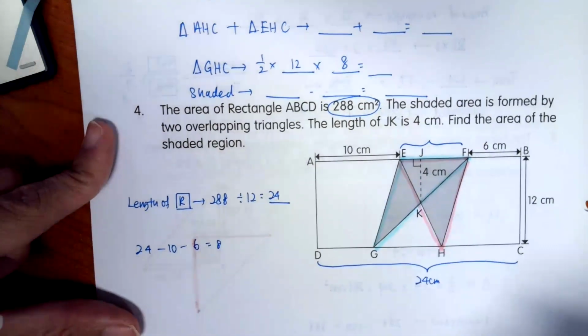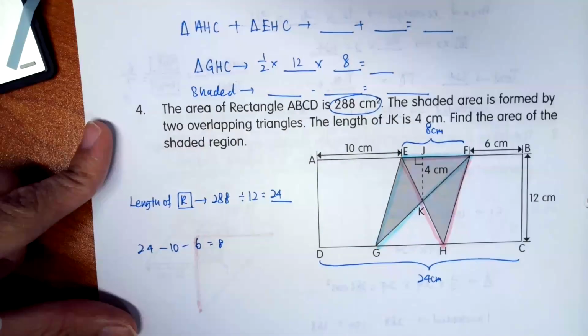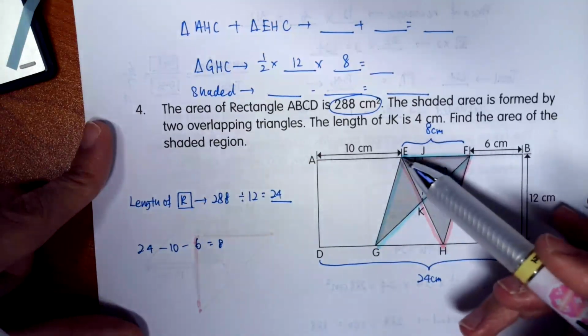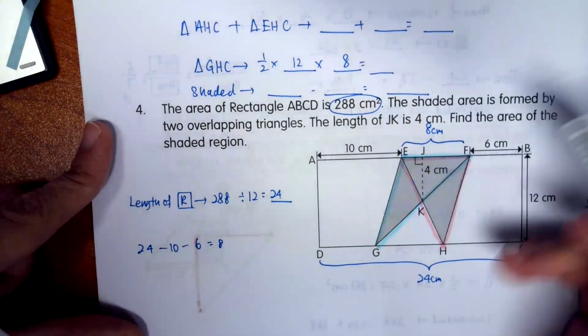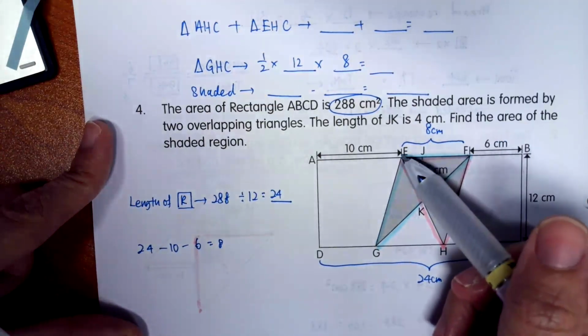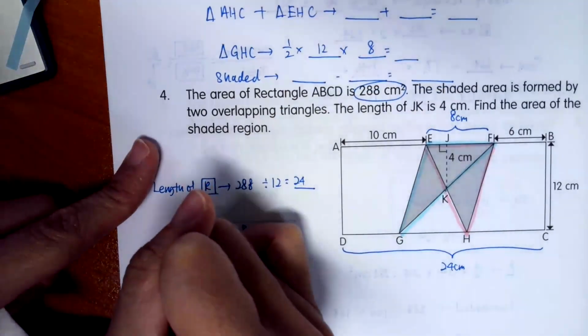So I will note here this is 8 cm. All right, so same thing. I need to find triangle EFG, I need to find triangle EFH, and I need to remove this set that was being double counted, triangle EFK.